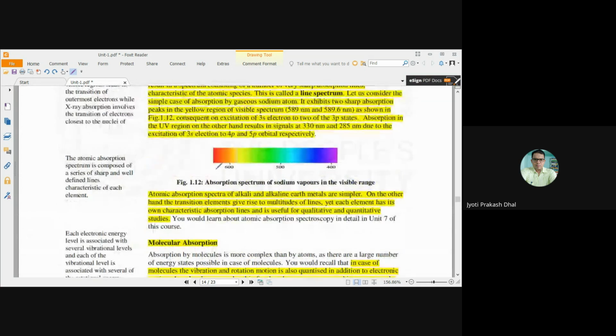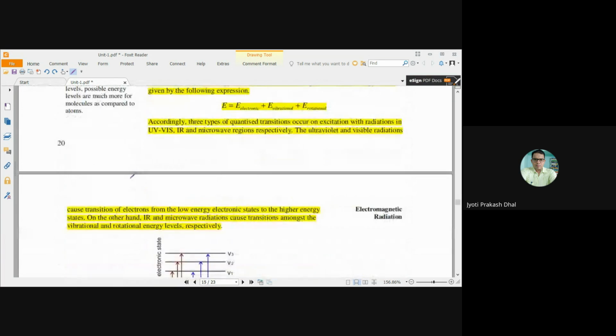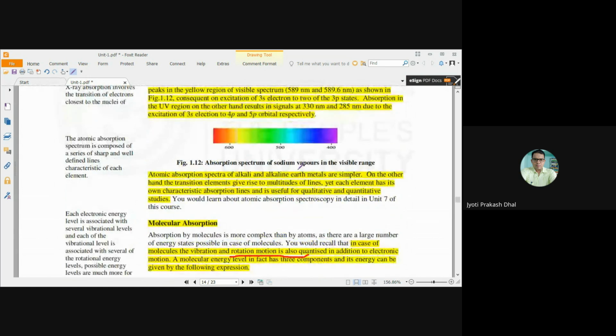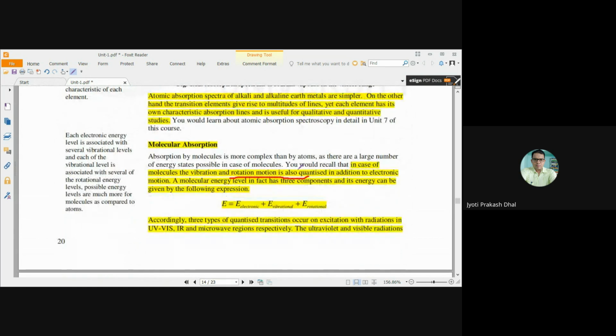Now coming to, so this is atomic absorption. Now coming to molecular absorption. So in case of molecules, the vibration and rotational motions is also quantified. In case of atoms, only the electron will excite from lower to higher energy level, or from higher to lower energy level. So from lower to higher energy level in case of absorption, and from higher to lower energy level in case of emission.